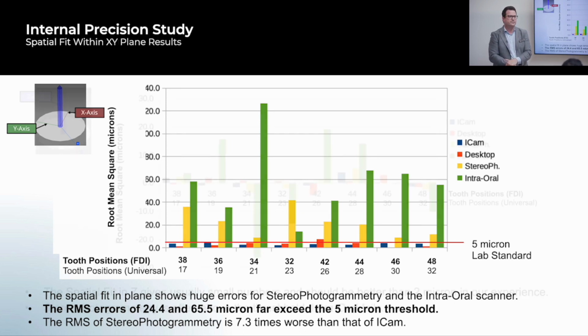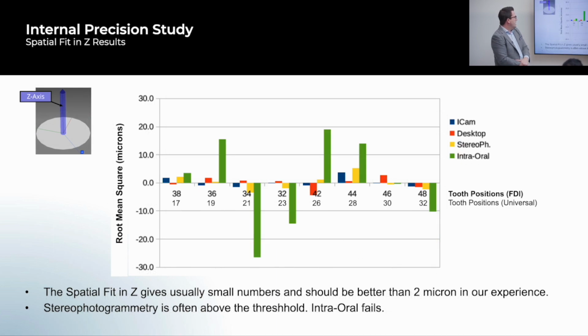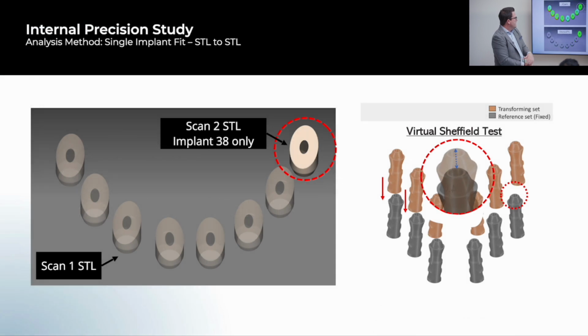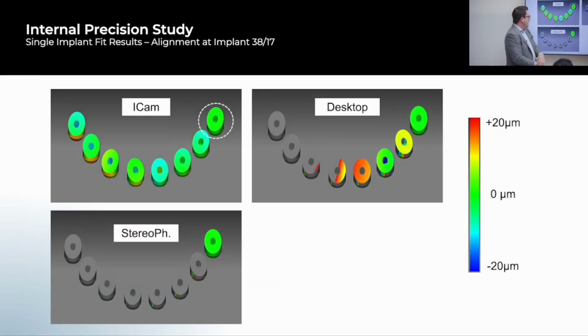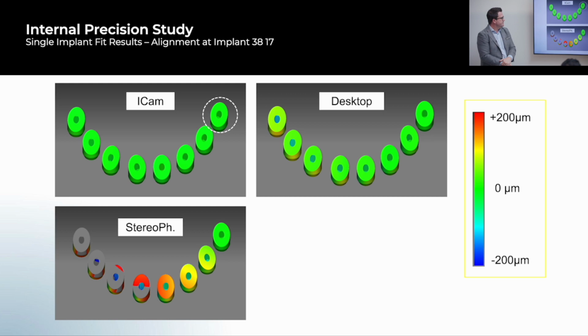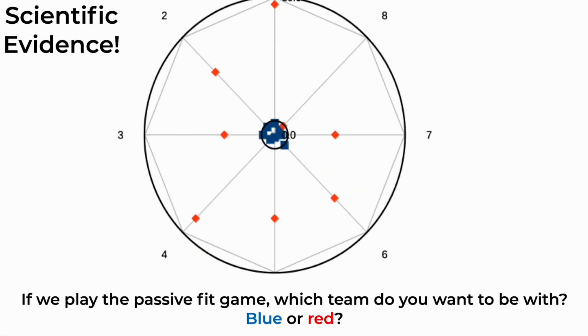Any questions at all? And the last thing I'll leave you with, this is the virtual Sheffield test very quickly. When we tested with the stereophotogrammetry, you'll notice that over a 20 micron scale, when we screwed in one implant, you had contact on this implant and no contact the whole way around the arch. So it really speaks to the importance of that precision and accuracy. And I'll finish with this. If we play the passive fit game, which team do you want to be on, the blue team or the red team?